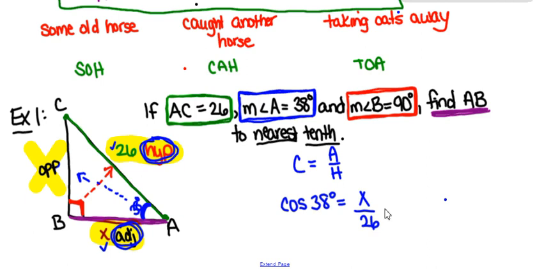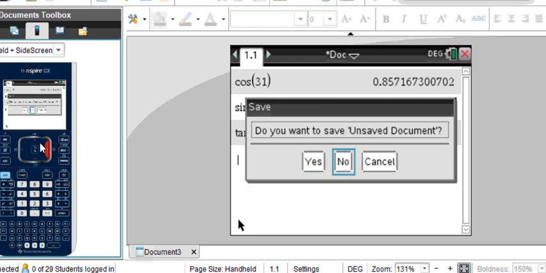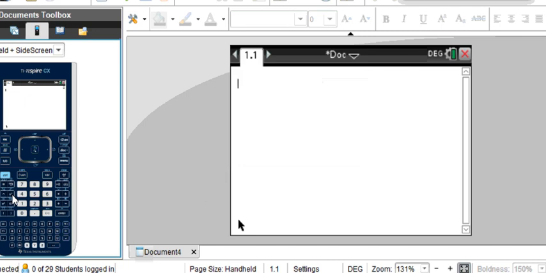And now that I've substituted, or plugged into the ratio, this is where I'm going to go ahead and use my calculator. I'm going to grab my calculator, and in my calculator, I want to find the cosine of 38 degrees. So I'm going to dig out my calculator, and you should too. I want to open up a new document. No, I don't want to save it. Notice that in the upper right-hand corner, I'm working in degrees. I should always check that. But I want to do cosine of 38 degrees.